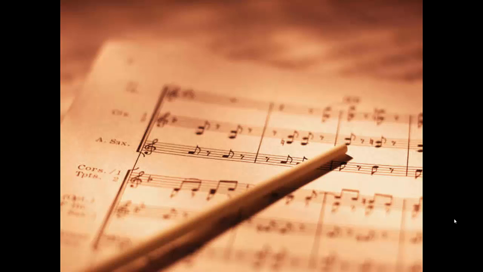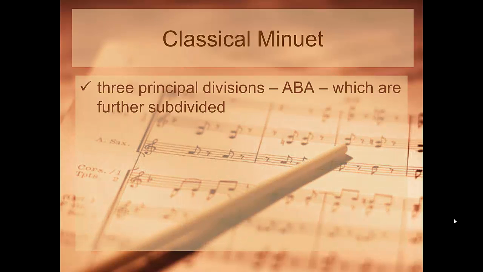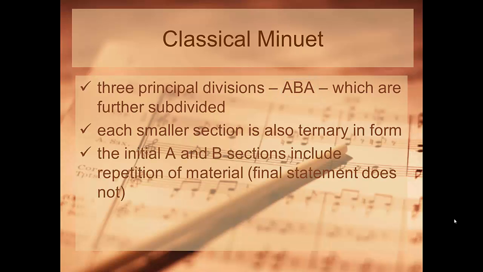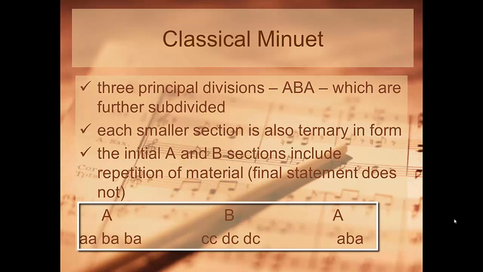The classical minuet is a ternary form. Here, there are three principal divisions, A, B, A, which are further subdivided. Each smaller section is also ternary in form. Both the initial A and B sections include repetition of material, but the final statement of A does not. Below is a diagram of a typical minuet.